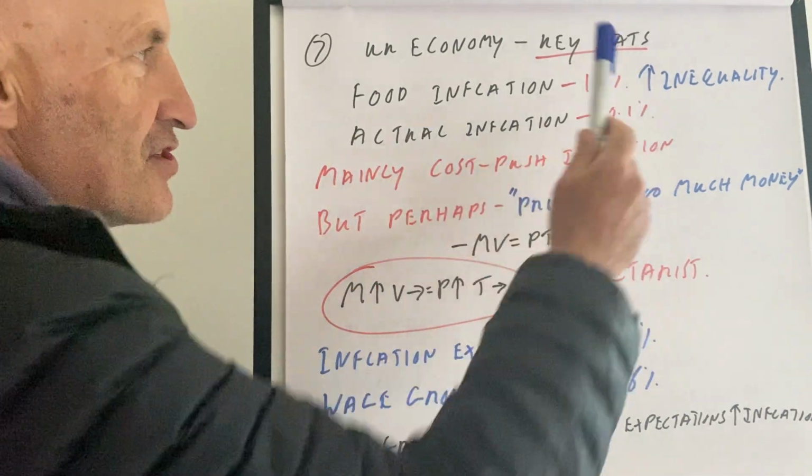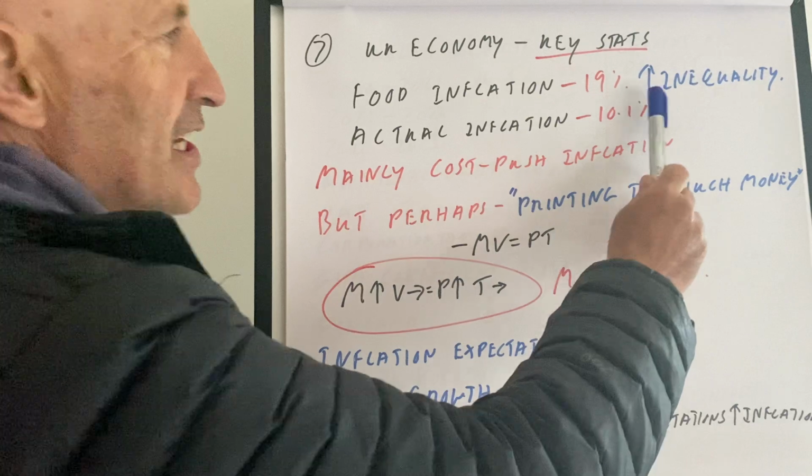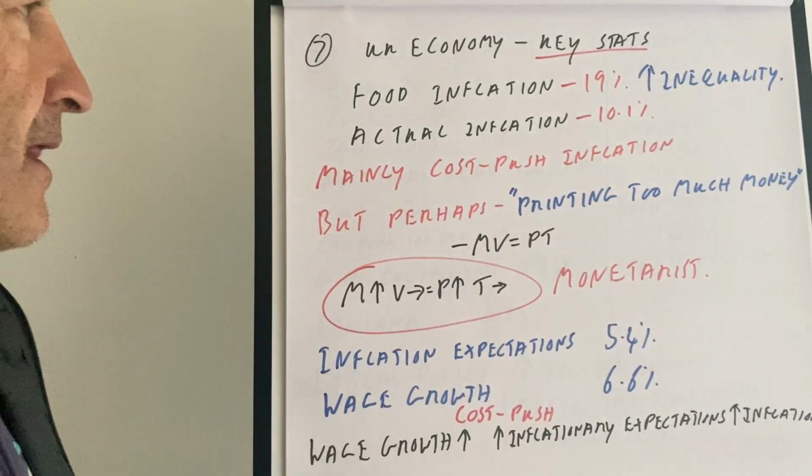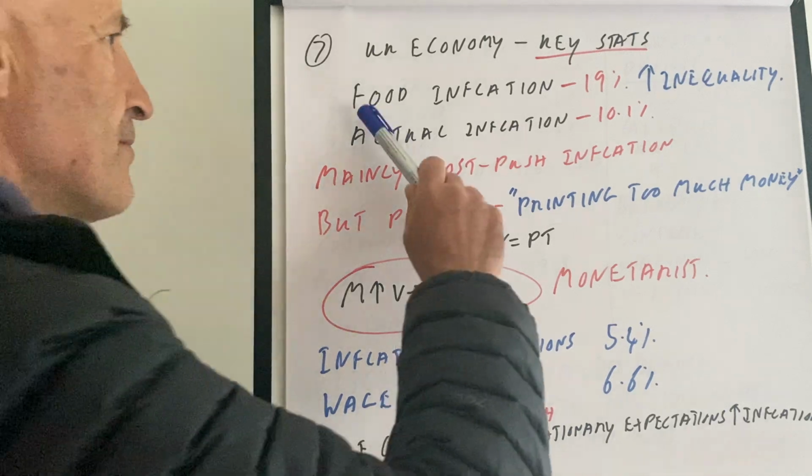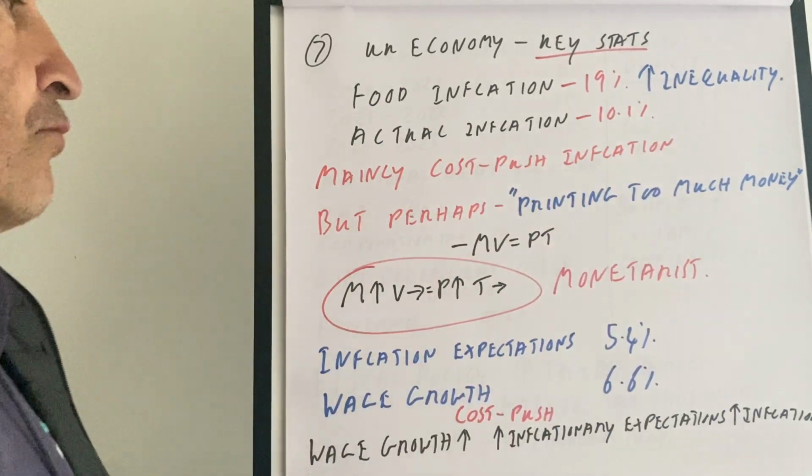Particularly, food inflation is at over 19%. This is leading to a rise in inequality. And then you can quote all the figures that we have rising inequality in the UK. UK is something like 0.35, America's 0.42.